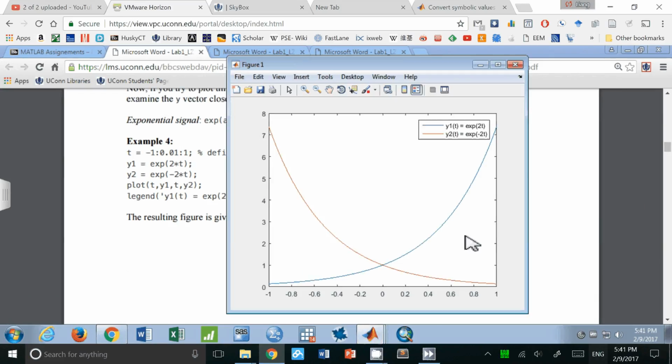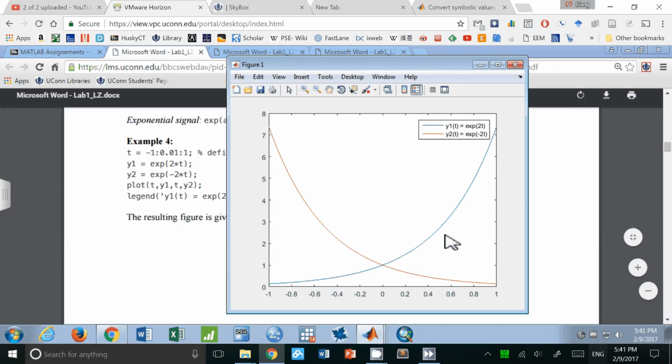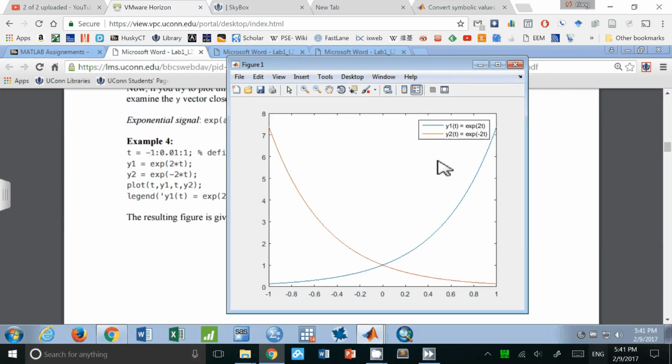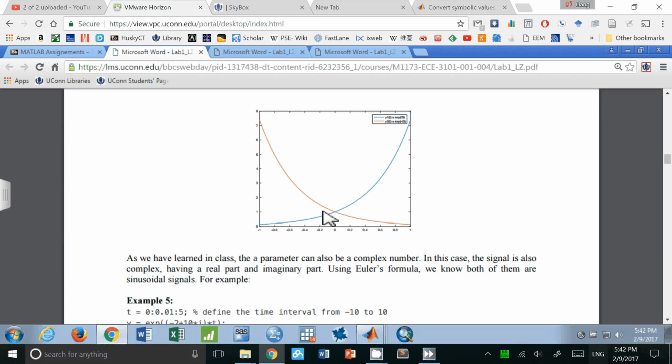Okay. So we have two, the blue curve and the red curve. The blue curve is the one that you plot first, and the first in the legend corresponds to this particular curve. In this case, it will be the exploding one, and the second, the red one, is the decaying one. So this is example number 4, and it also shows on the screen too.